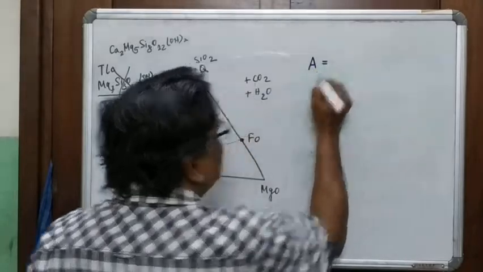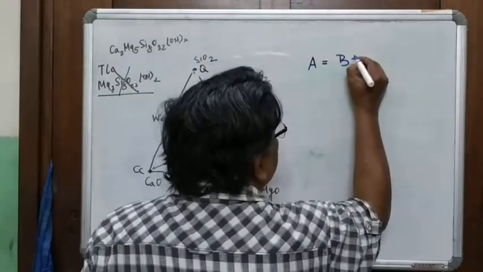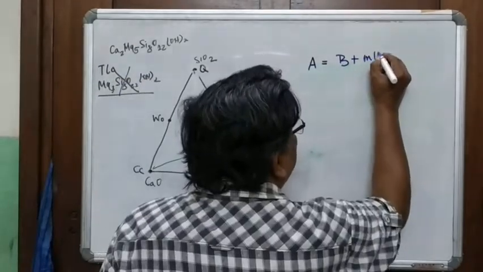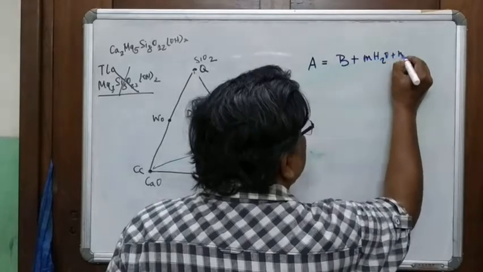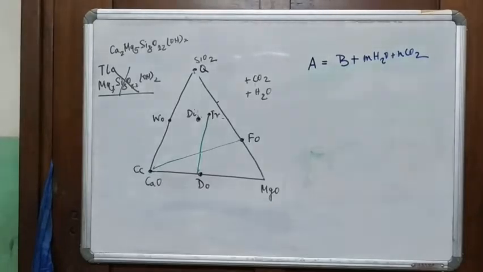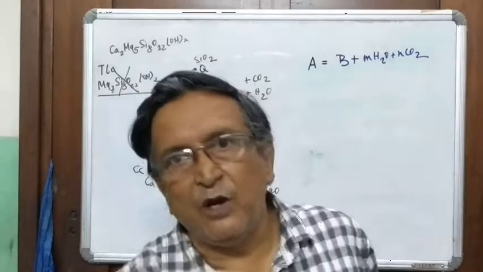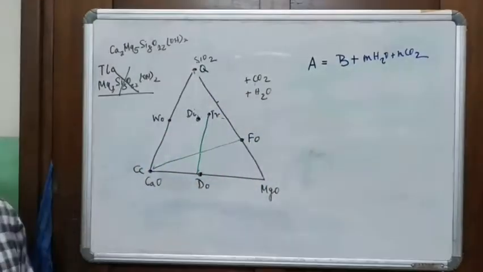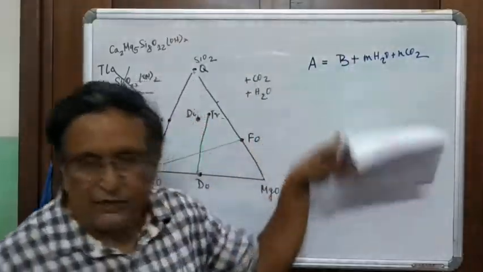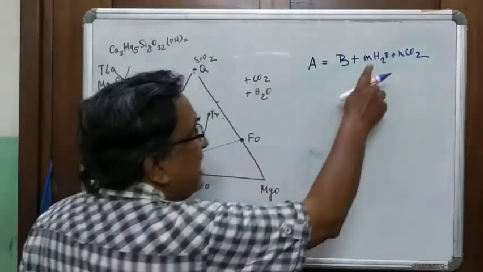we can write a reaction, A = B + mH2O + nCO2. What is A? A are mineral phases. Tremolite, dolomite, calcite, quartz, whatever it is. What is B? The product minerals. A is the reactant minerals, B is the product minerals. And you have H2O and CO2.